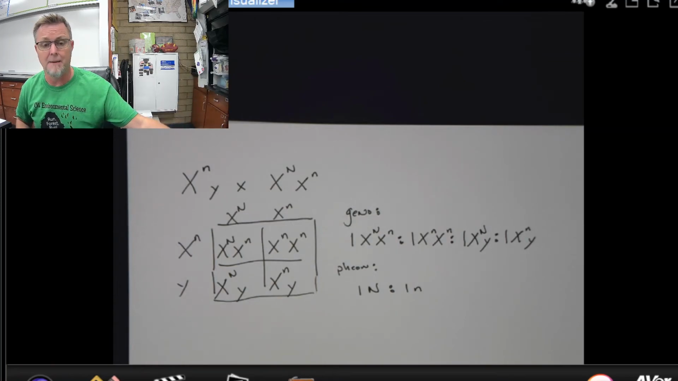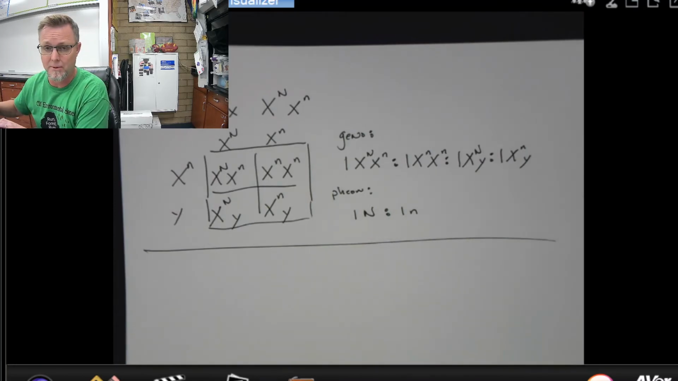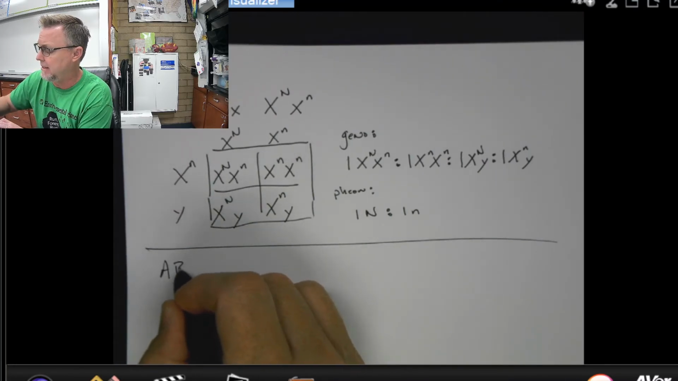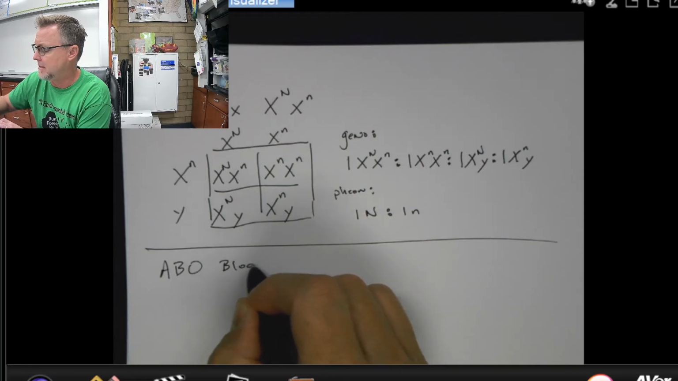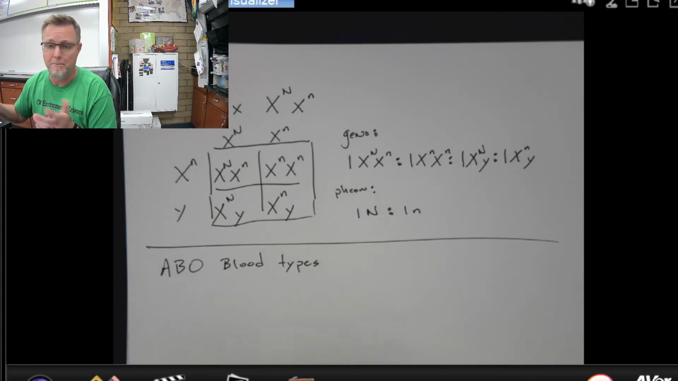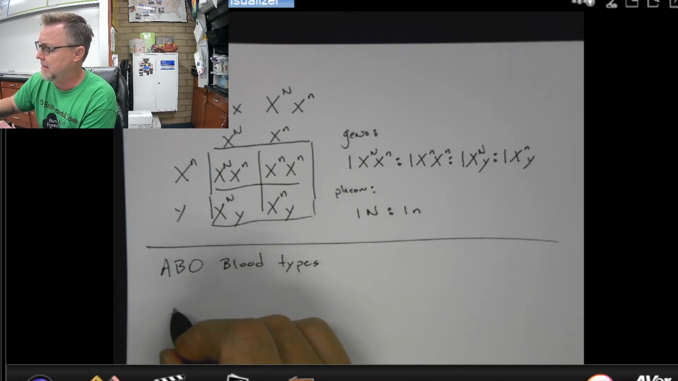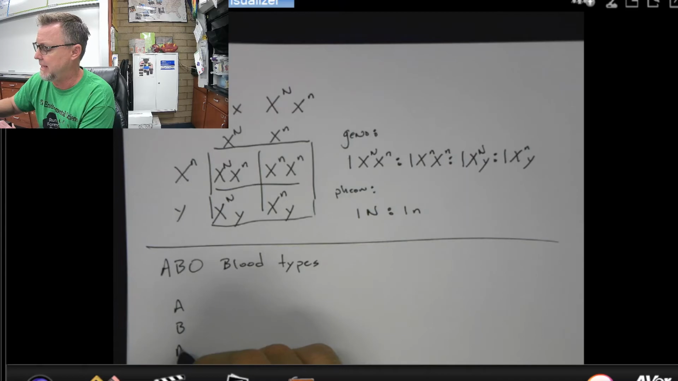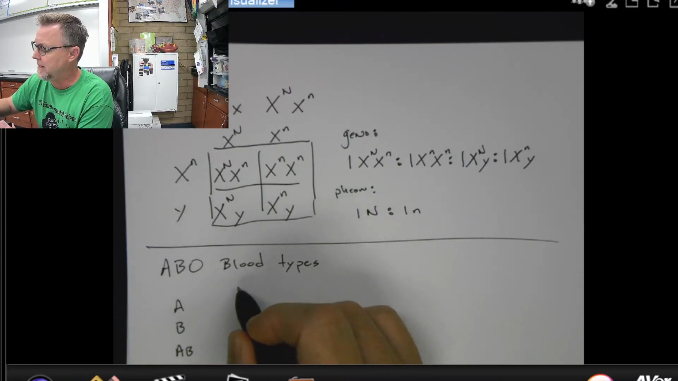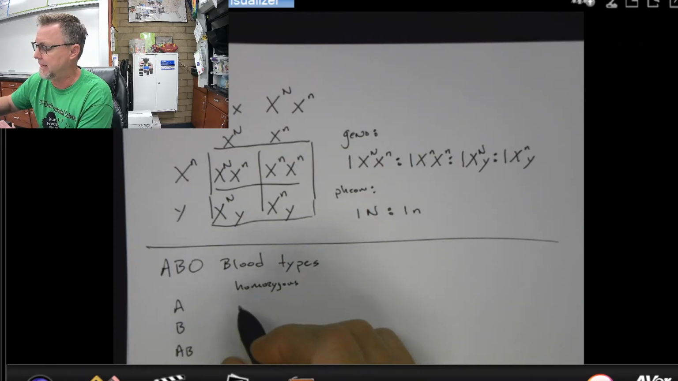One last scenario that I want to share with you involves multiple allele inheritance and our ABO blood type system. Basically, you've got to memorize what it means to be heterozygous and homozygous for these different blood types. We have 4 basic blood types: A, B, AB, and O. To be homozygous for a blood type like type A, your genotype looks like this.